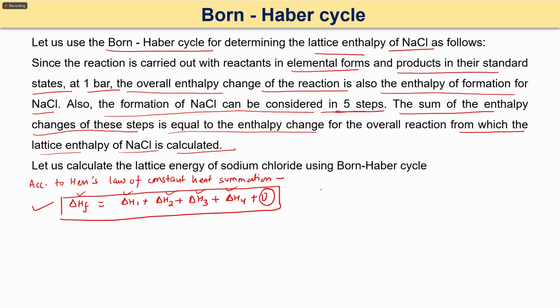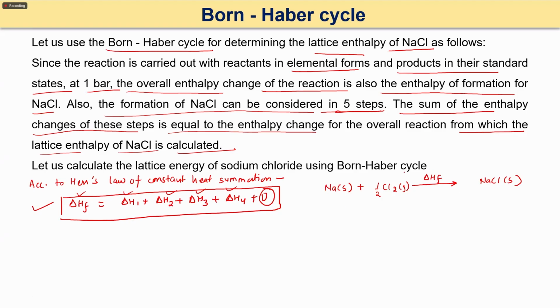Let us write the reaction for the formation of sodium chloride from its elemental state. Okay. So what will happen? Your sodium exists in its solid form, and chlorine. Okay. So they react together and form sodium chloride solid. So what we call this? This is the enthalpy of formation of sodium chloride.